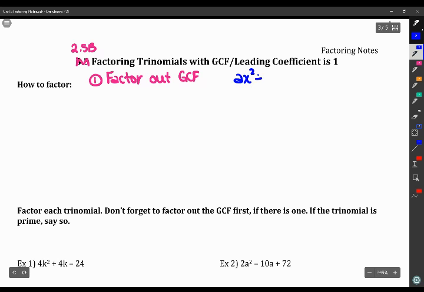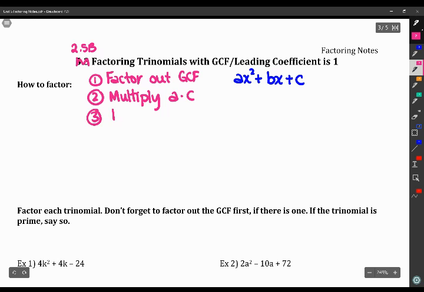what we're starting with is looking like this, or we're hoping to get it to look like that. So when we factor out a GCF, we should have a number out in front and then something that looks like what we were dealing with last time. So once we're there, we're going to multiply A times C, just like before. We're going to list the factors. And we're going to find the pair that adds or subtracts to give us B, just like before, so nothing's changed.